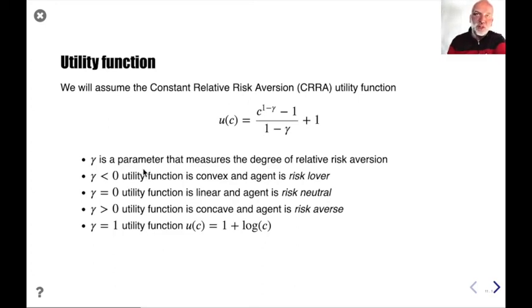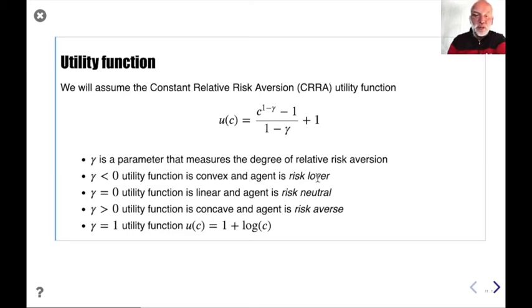It doesn't matter. You can take a positive monotone transformation of any utility function, you get the same behavior. So gamma here is measuring the degree of relative risk aversion. So if it's negative, then the agent is a risk lover. Okay, you got a convex utility function. If it's 0, you got a linear utility function. You can see that, right? You get c to the power of 1 divided by 1 minus 1 plus 1. Then you just got c, right? So that's just completely linear.